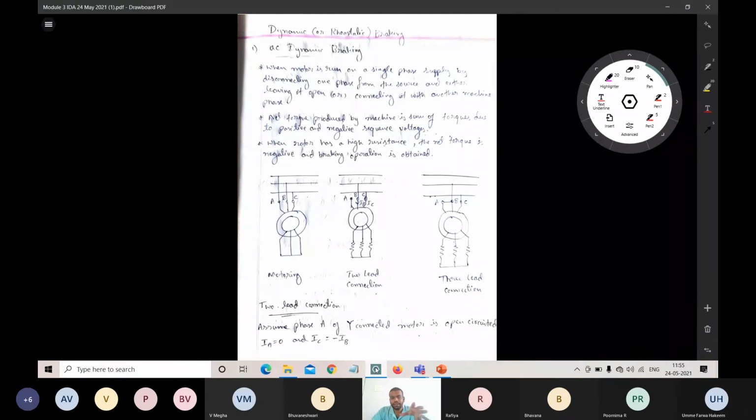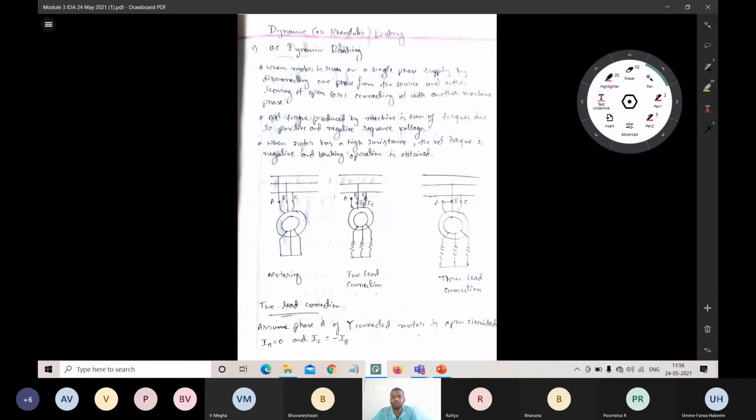So the net torque, the total torque that we get at the end, equals the positive sequence voltage torque plus the negative sequence voltage torque. Whenever the rotor has a high resistance, the net torque is negative. So here the torque is positive and here the torque is negative. Whenever the rotor has a high resistance, the torque is negative and braking action is obtained.